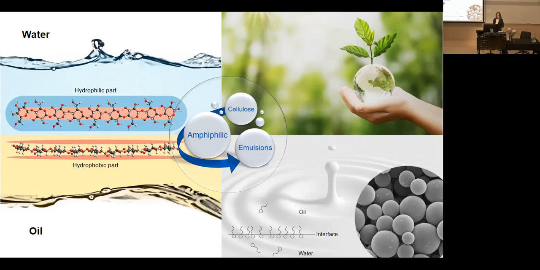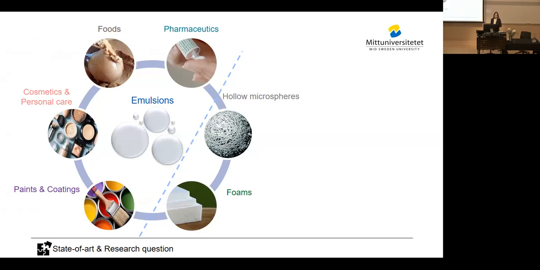And emulsions can have plenty of applications in several industrial sectors, such as in pharmaceutics, foods, cosmetic and personal care, paints and coatings, but they can also serve as templates for the development of other materials, such as foams, which are lightweight materials, and for example, hollow microspheres, which have plenty of other applications as well.